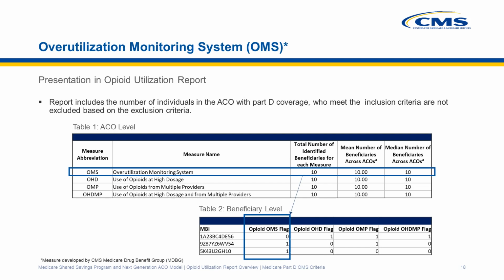The report includes the number of individual assigned beneficiaries in the ACO with Part D coverage who meet the inclusion criteria and are not excluded based on the exclusion criteria as identified in the ACO Opioid Utilization Report.